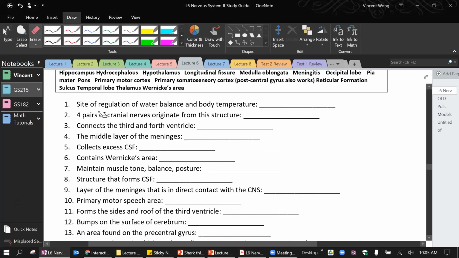Okay, first one, site of regulation of water balance and body temperature. That is the hypothalamus, the master gland, right?